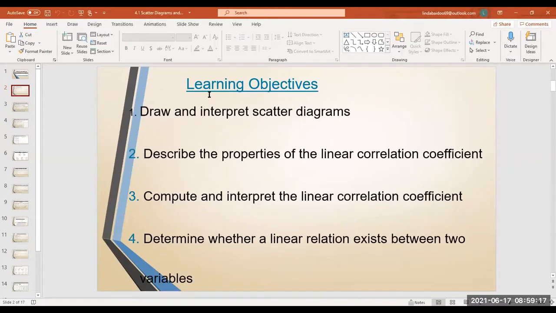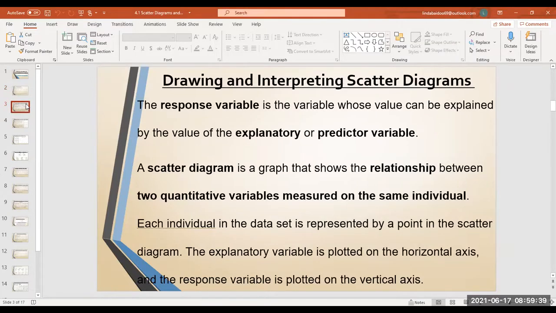So our learning objectives are: we are going to learn how to draw and interpret scatter diagrams, and then we'll describe the properties of the linear correlation coefficient. Then we'll compute and interpret the linear correlation coefficient. And lastly, we'll determine whether a linear relation exists between two variables. So those are the things we'll be doing in this session. Like I said, we are looking at graphical and numerical methods for describing bivariate data, which is data in which two variables are measured on an individual.